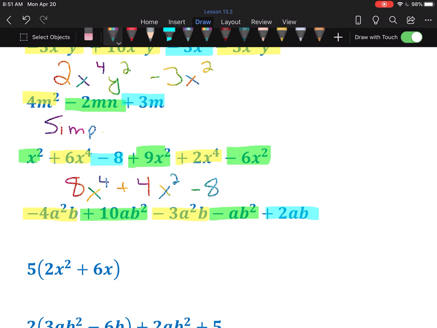We have negative 4 and negative 3 a squared b's. So when I combine those, that's negative 7 a squared b's. I have positive 10 and negative 1 ab squareds. So that is a positive 9 ab squared. And then, of course, we cannot leave the 2ab off the end.